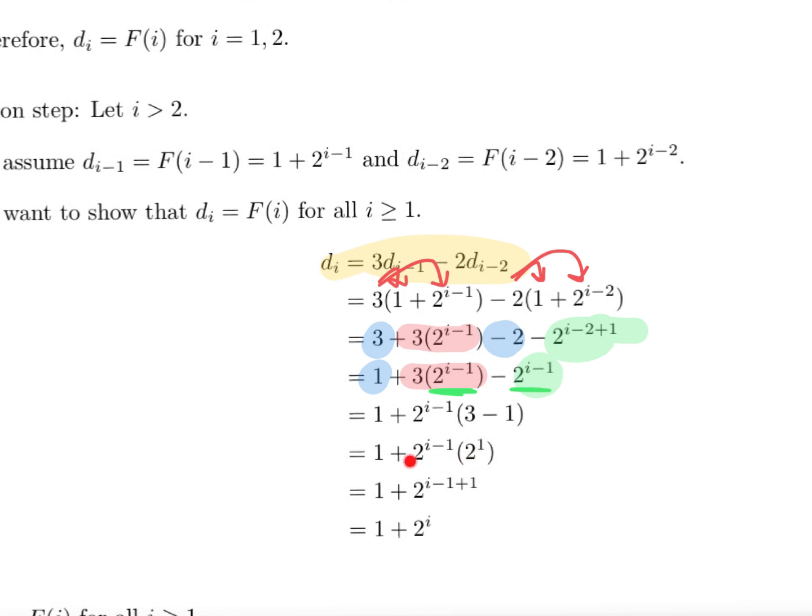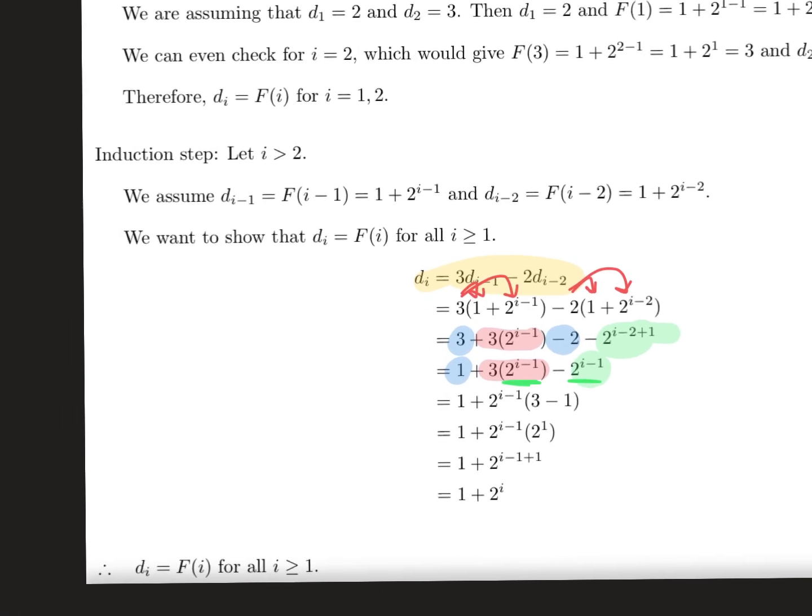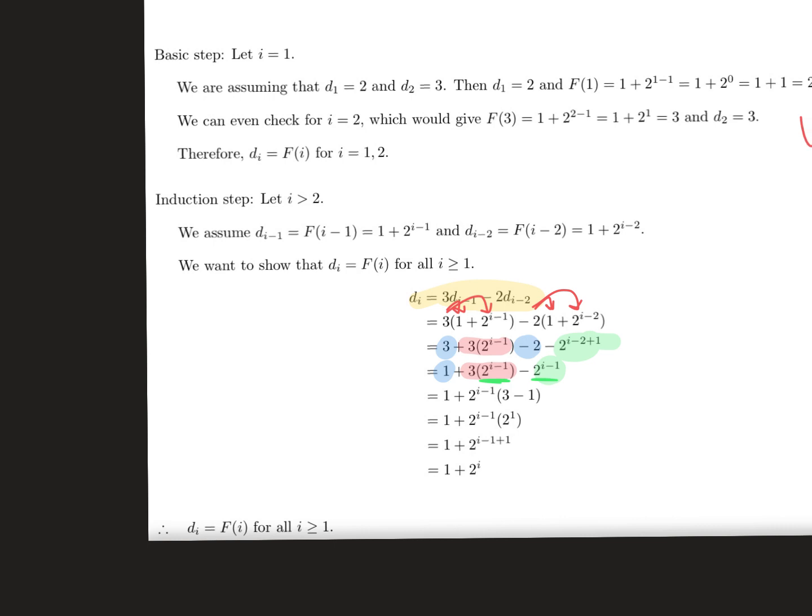And now these are the same base once again, like we were up here. So 2 to the power of 1 times 2 to the i minus 1, we can add the exponents. So then we have i minus 1 plus 1, the minus 1 and the plus 1 combine to 0, and we are left with 2 to the i. And this little 1 just came along for the ride. Now we have that d_i equals 1 plus 2 to the power of i. And if we look, that is what we wanted to show.